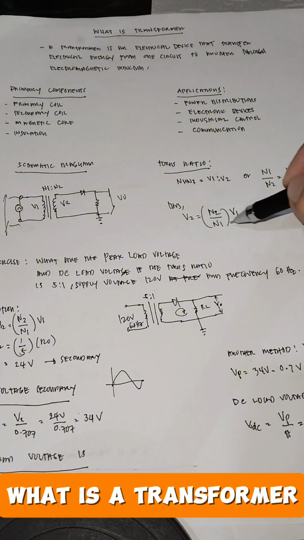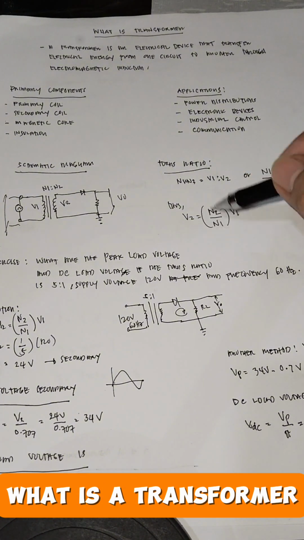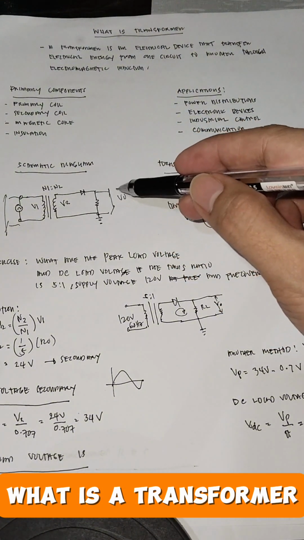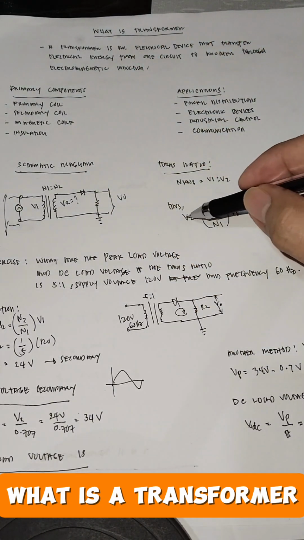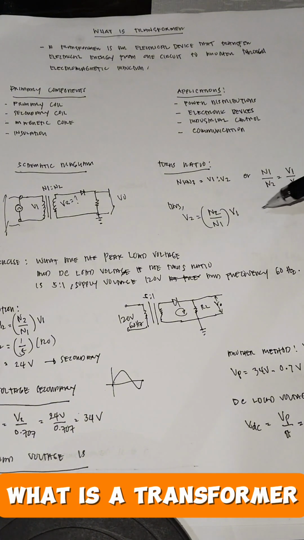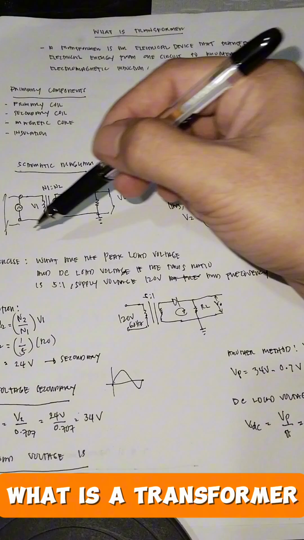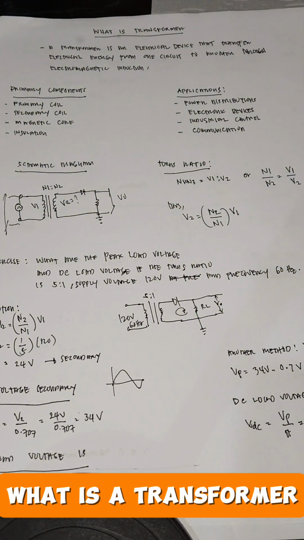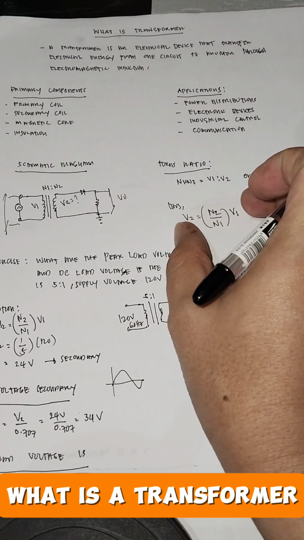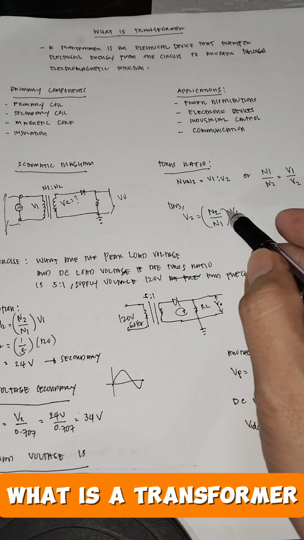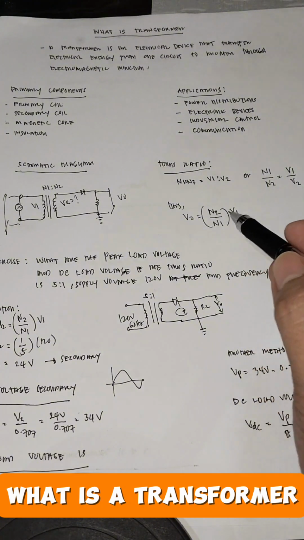If we are going to compute the output voltage of the transformer, the formula for V2 is V2 is equal to N2 over N1 times the primary voltage. Okay, so that's it. You can interchange or manipulate the formula if you're looking for the turns ratio.